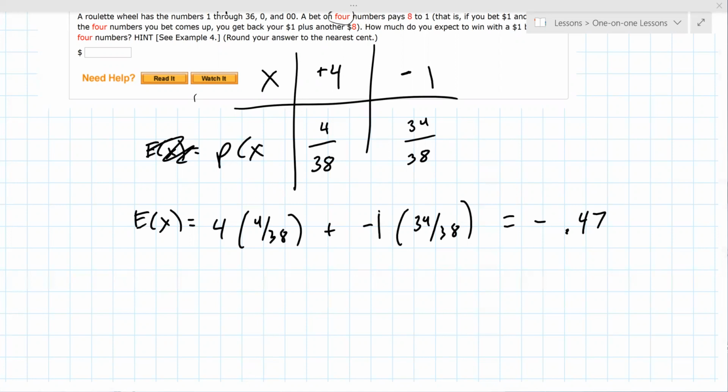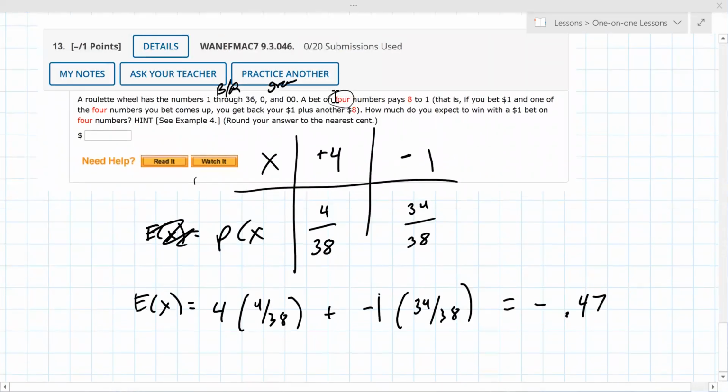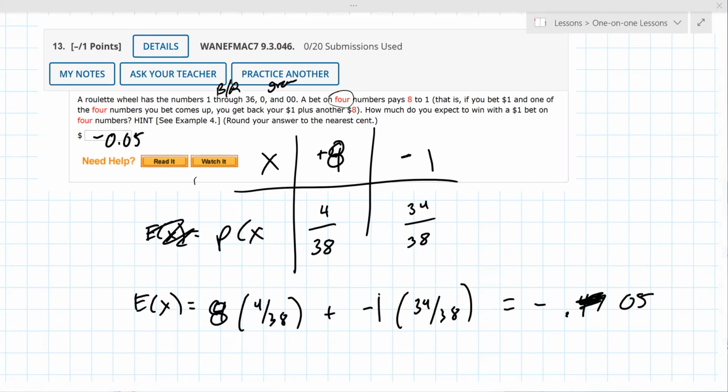Oh, I gave you the wrong numbers here. It says you get back $8. So this should be 8, not 4. So that changes the numbers here. Let me get that correct value up. Minus 0.5. Minus 0.05. All right, and that does it.